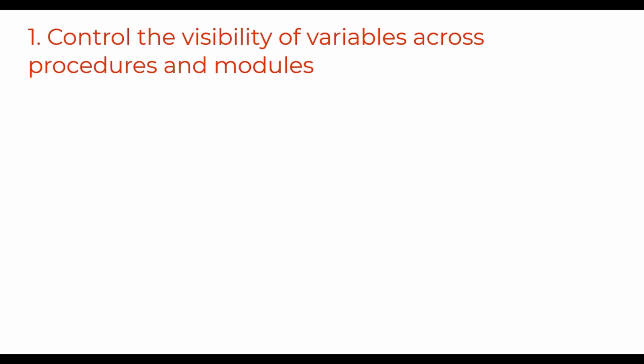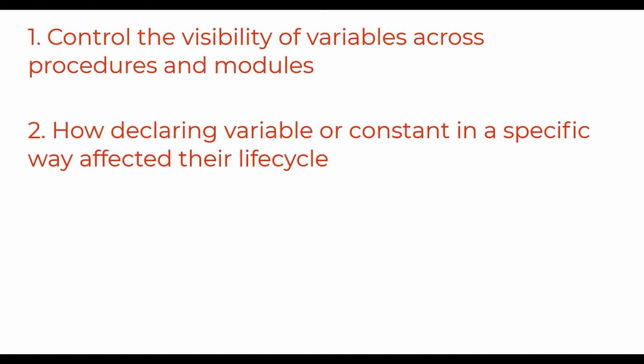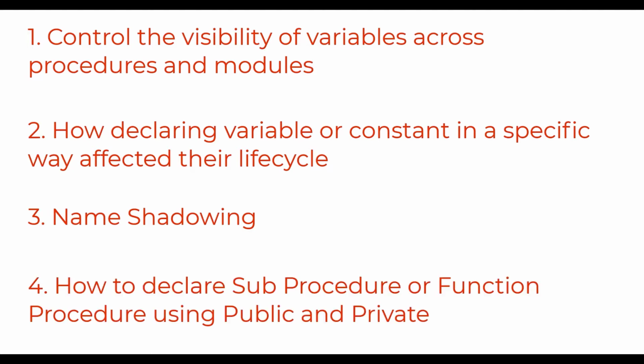A quick recap. We not only learned about scope and visibility of variables and constants, but also of sub-procedures and function procedures. We also learned how to control the visibility of variables across procedures and modules. We saw how declaring the variable or constant in a specific way affected their life cycle. We also learned about name shadowing. Finally, we learned how to declare sub-procedure or function procedure using public and private, thereby controlling their visibility as well.